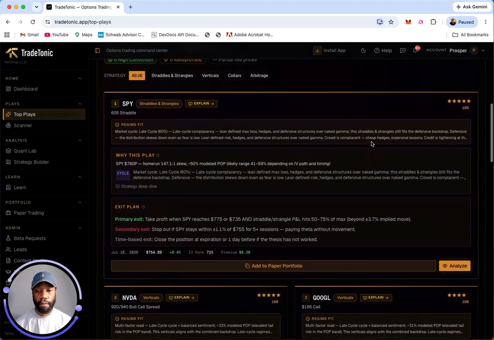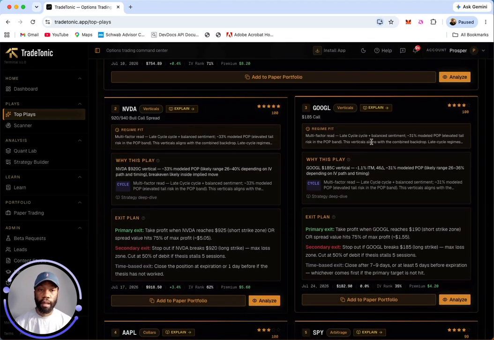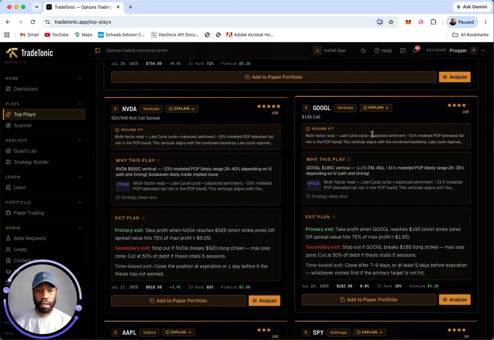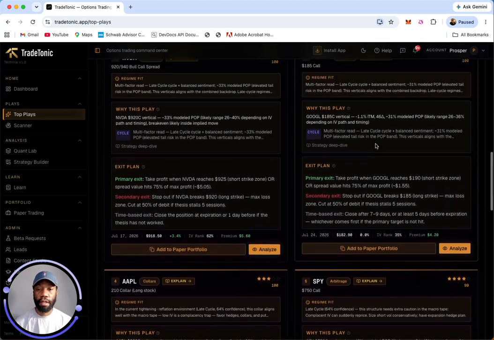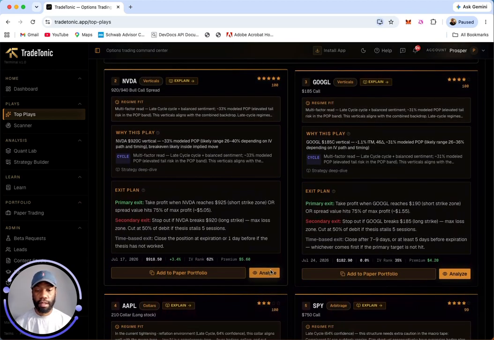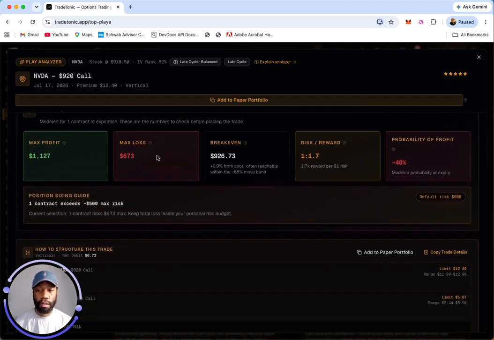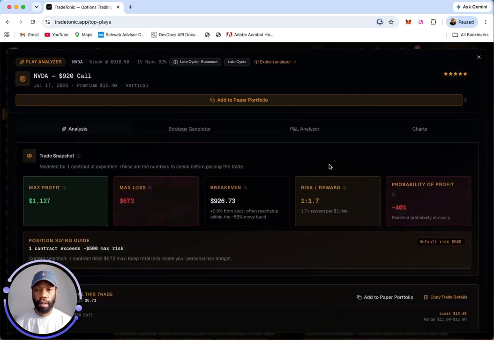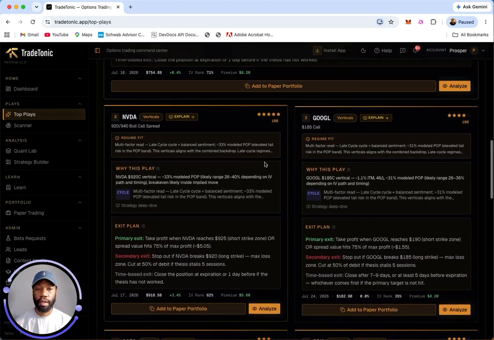Here, you will see a list of all of the different trades that we say have a really high probability of working, which is explained by the different stars here, some 4-star, 5-star, even 3-star trades. You can dive into those different positions and see why this works for you. It'll give you the max profit and loss, break even, and more importantly, you can add this particular trade to your paper trading portfolio, which we will show in a different video.